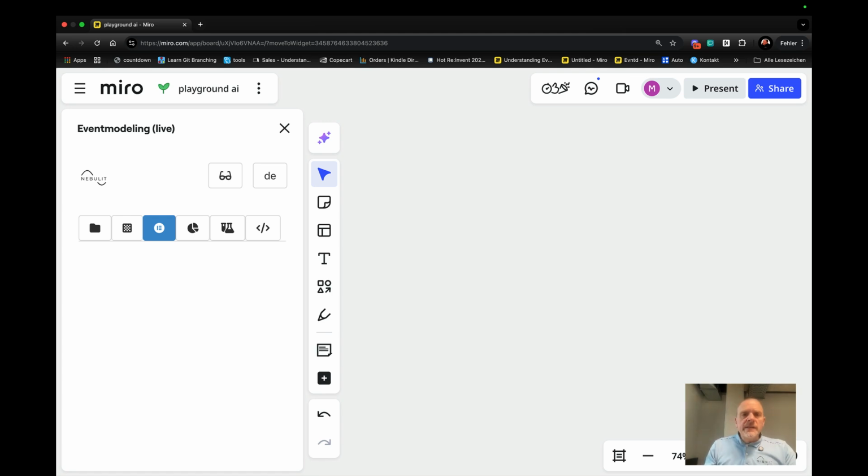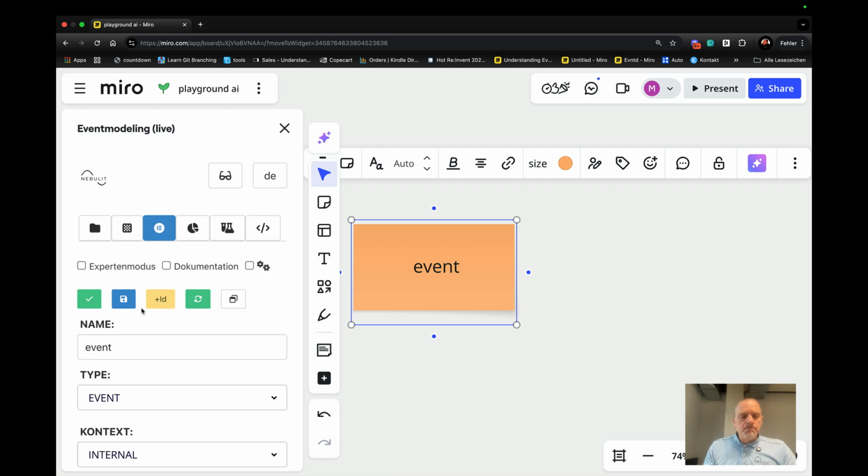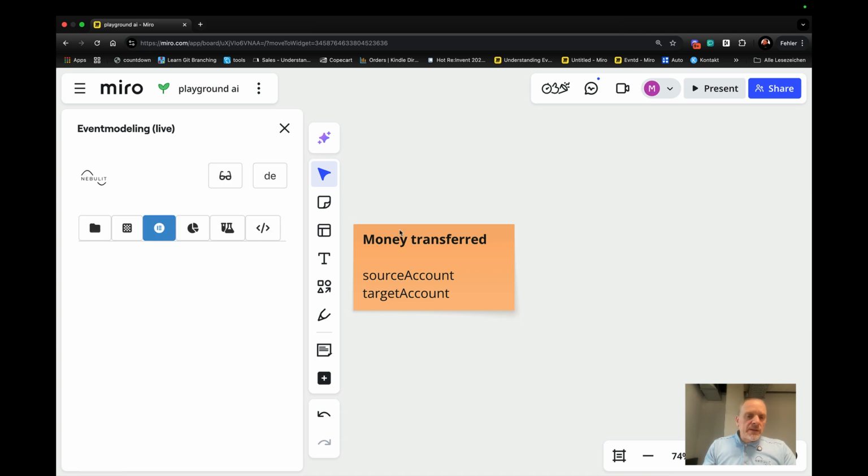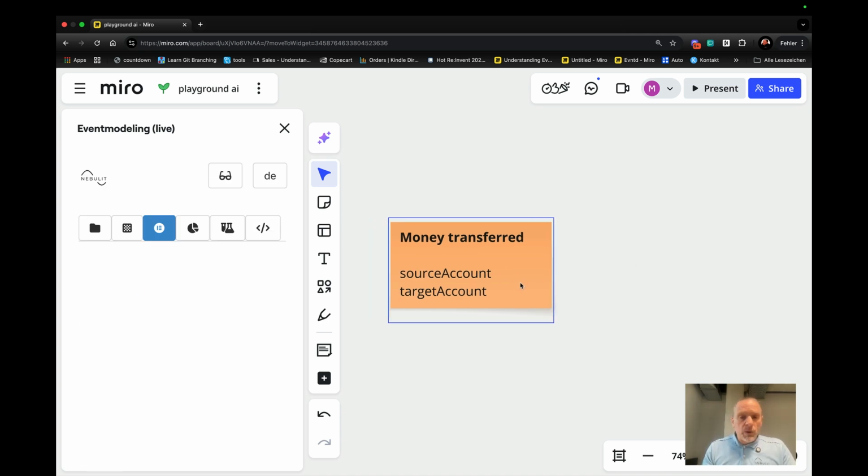In the last few days, there were quite some discussions around the famous bank account example in event sourcing. And many people get this wrong. Either they are too simplistic, they have an event like money transferred, they have something like a source account, and something like a target account, and they transfer the money in one transaction, which would be nice, but it's not what happens in the real world.